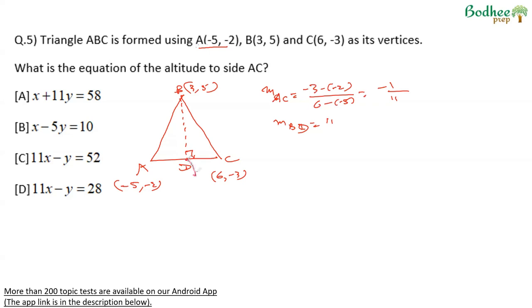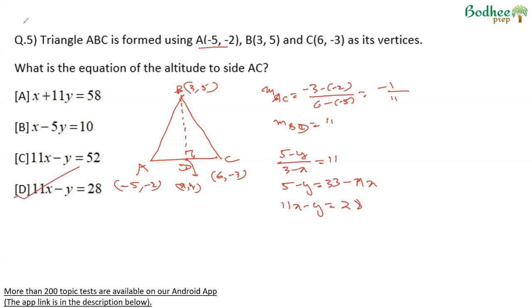Suppose this vertex is x comma y. I can also write the slope of BD as 5 minus y upon 3 minus x. This should be equal to 11. And therefore 5 minus y should be equal to 33 minus 11x, which means 11x minus y should be 33 minus 5, which is 28. Option D becomes the answer.